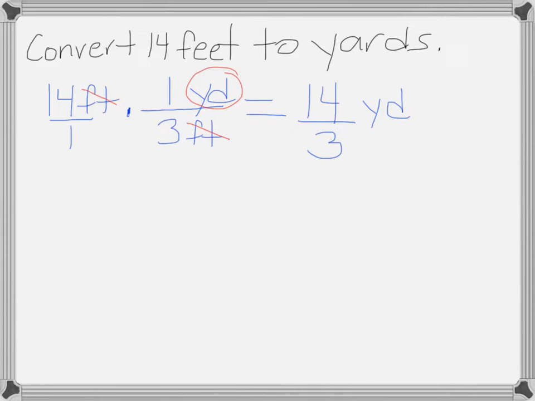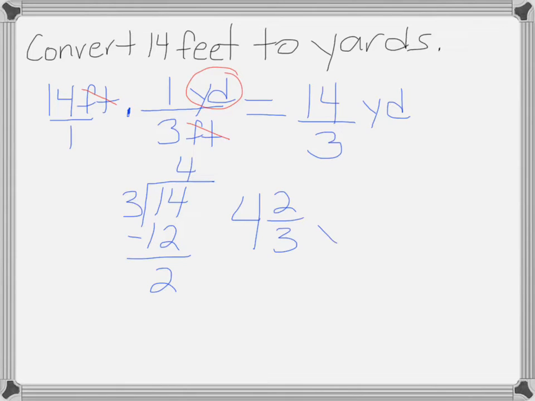Now, if you were going to tell somebody how far something is, you would never say 14/3 yards. You would want to change that to a mixed number. So remember, to do that, you divide the top number by the bottom number. 3 goes into 14 4 times. 4 times 3 is 12. Subtract. So it's 4 2/3 yards.